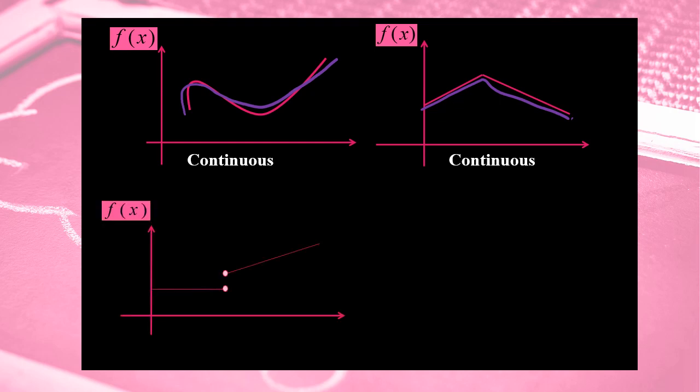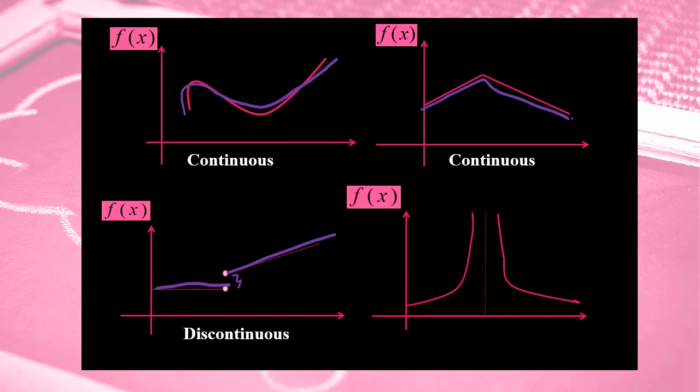How about this one? This is a straight line, and then we are going to lift our pen to draw another part of the graph. So there is a gap here. So we cannot directly sketch the graph without lifting the pen. So this is a discontinuous function. And the last one also, we cannot draw the graph without lifting the pen. So this is also a discontinuous function.